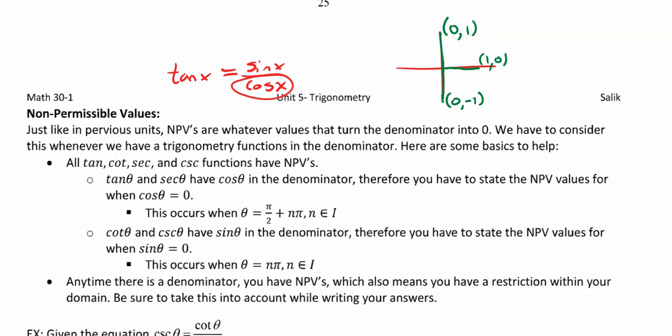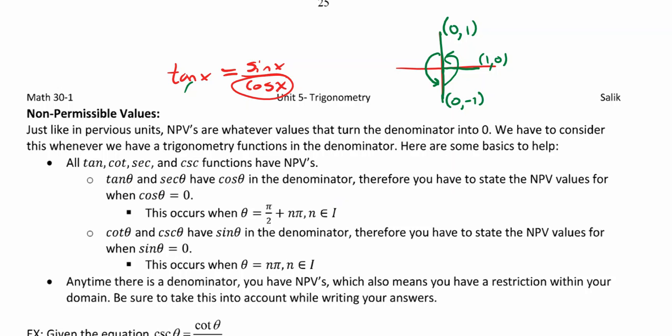But either way, we can see that the non-permissible values for tan x, because we're dividing by cos x, would have to be at pi over 2 plus n pi. So adding n pi would get me 180 degrees around, and then doing it again, for every one of those intervals all the way around. So we would say the non-permissible values for either tan or secant, those two, have cos in the denominator, because secant is just 1 over cos. So this would be your non-permissible values for that one.